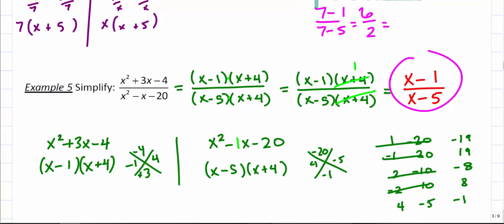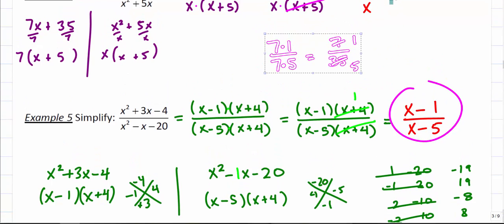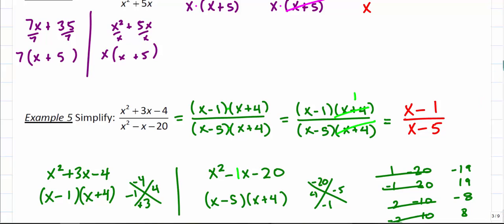But if I had 7 times 1 over 7 times 5, then I can cancel that out, because that would be 1/5. Because even if I did multiply it out, I would get 7 over 35, which again reduces to 1/5. So that would work, but it's only because I changed it to multiplication. So remember that. It has to be factored before I can cancel out common factors.